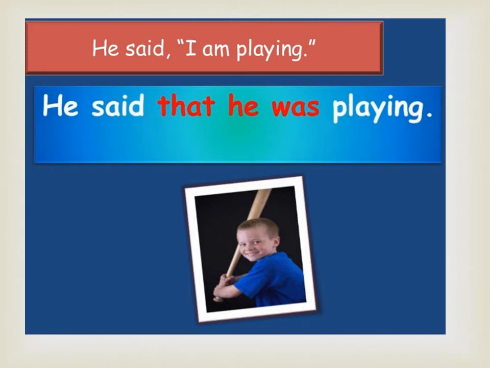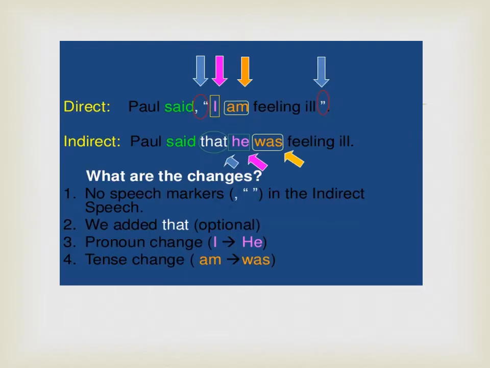Now, example, the first sentence is in direct speech. He said, "I am playing." "I am playing" is given in quotation marks. He said that he was playing. Now here you can see a change. There are no quotation marks used in indirect speech.